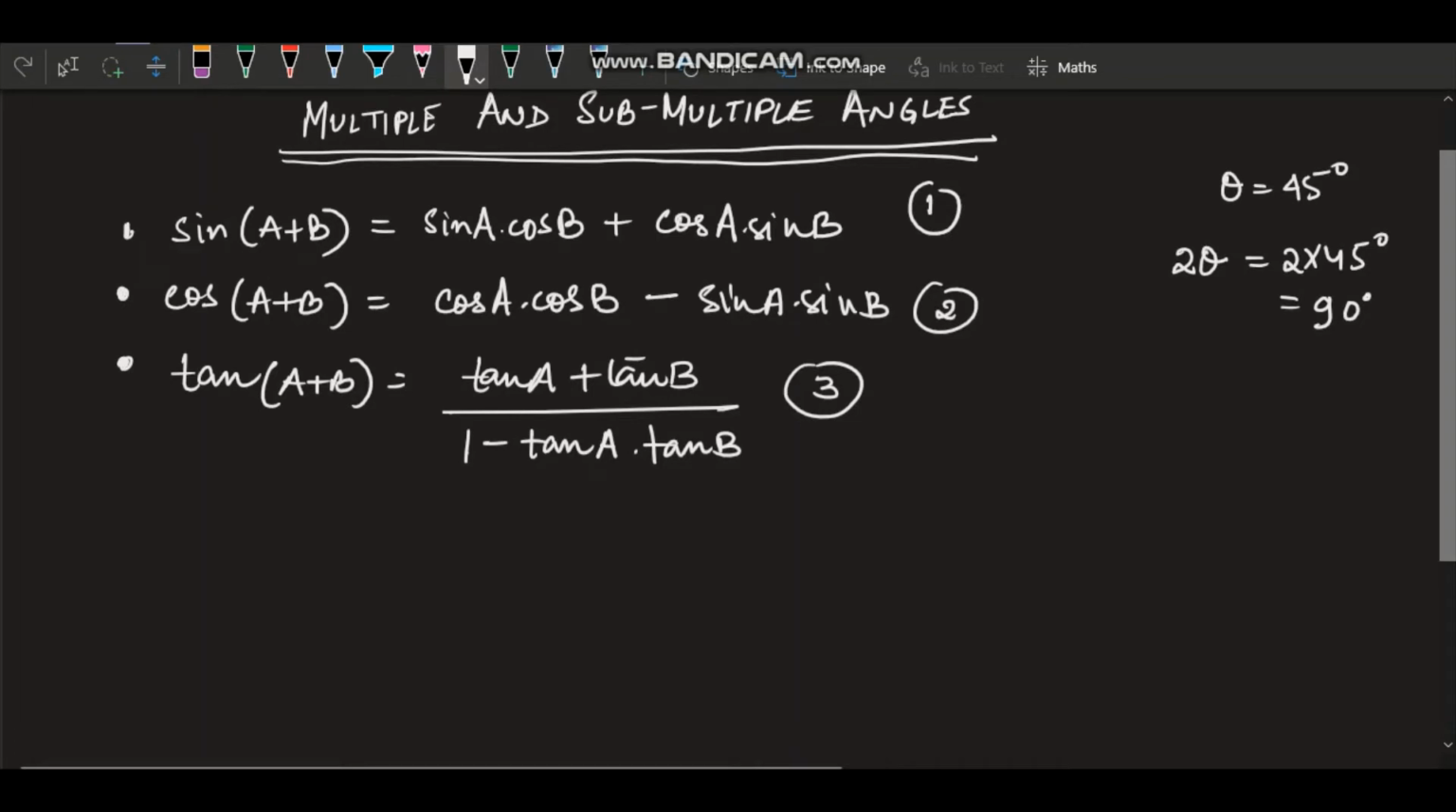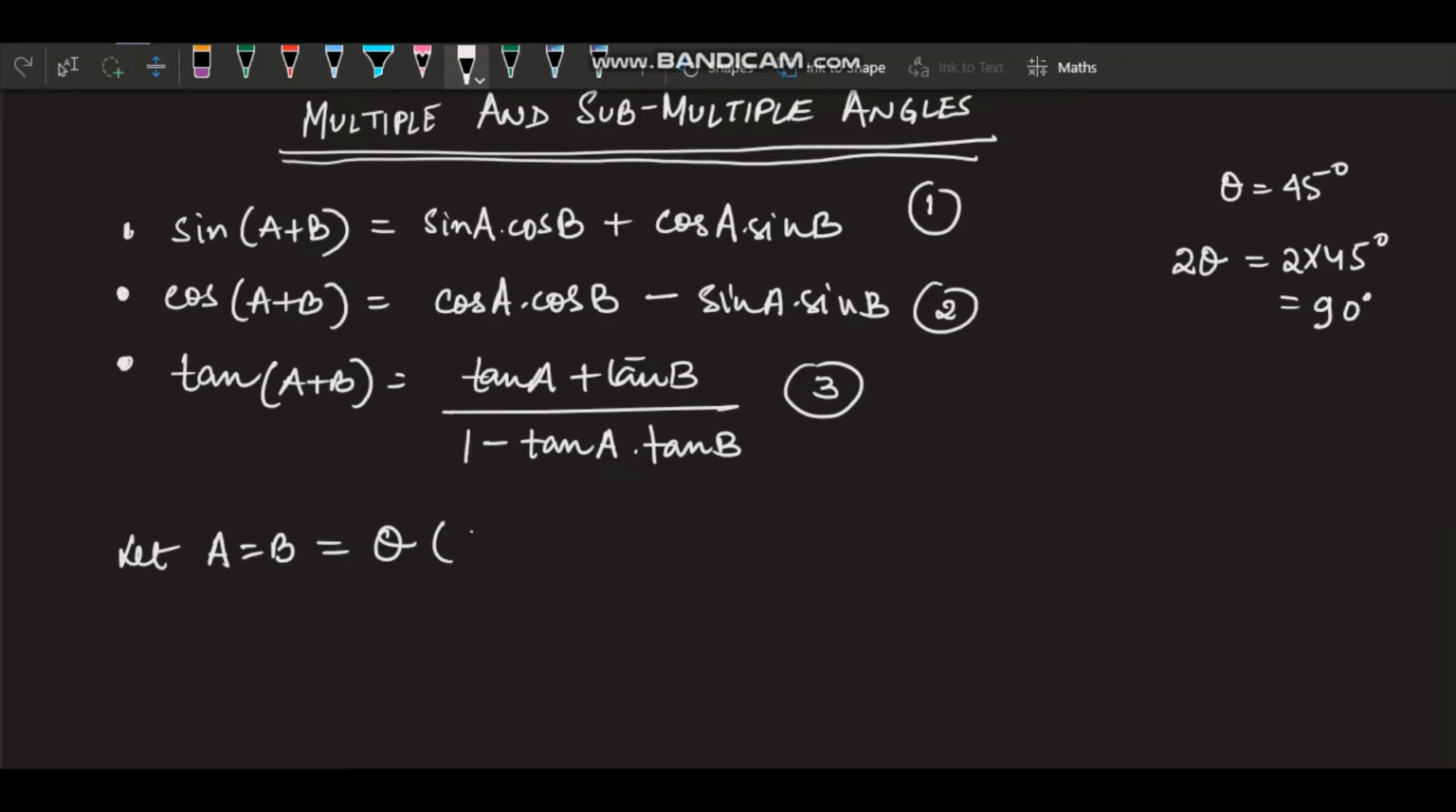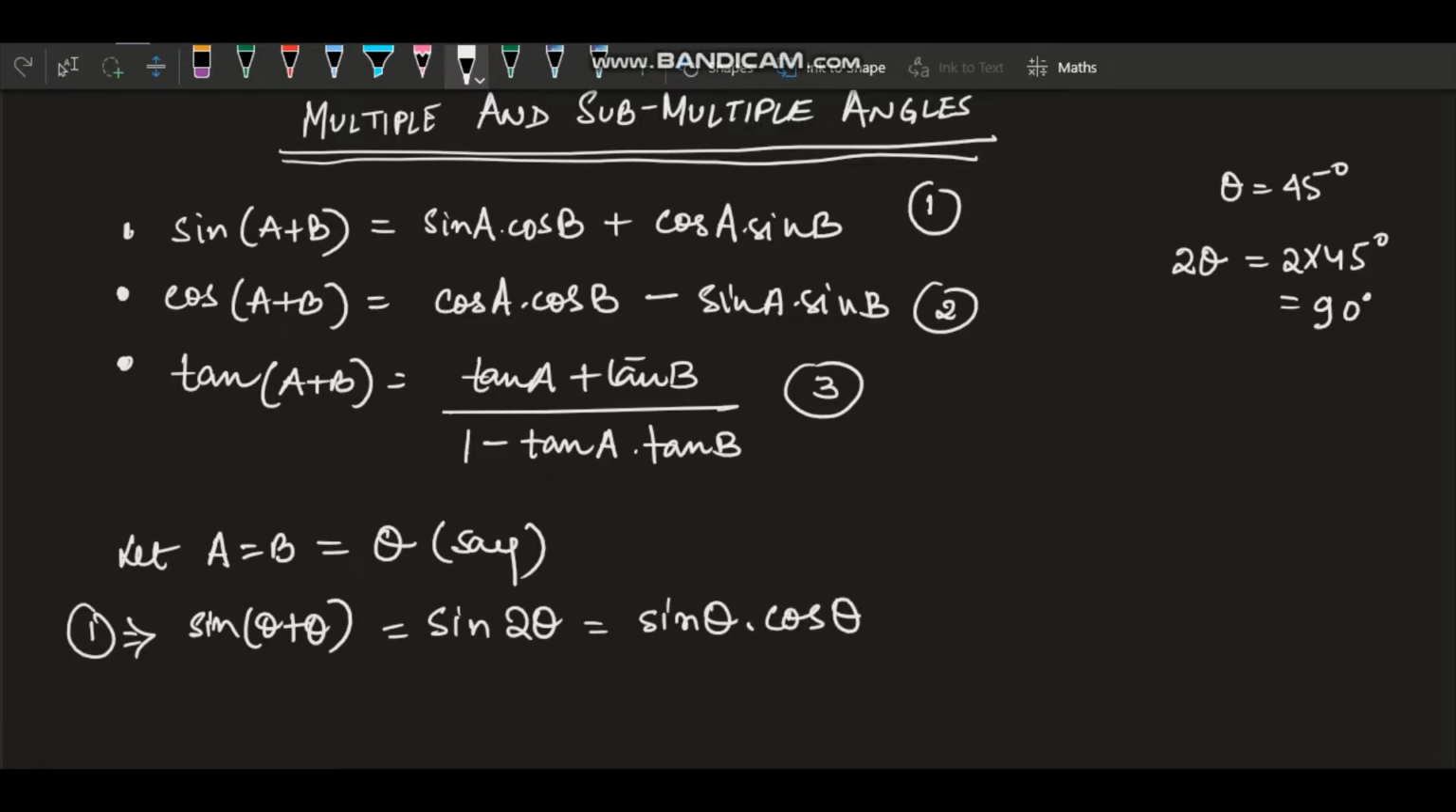Let us take A and B to be equal. So let A and B be equal and let this be equal to theta, say. If we replace A by theta and B by theta in the first one, what do we get? We get sine (theta plus theta). What is sine (theta plus theta)? This is definitely sine 2 theta, and in the RHS we can write sine theta, in place of A we are writing theta, and this is going to be cos theta, in place of B also we are writing theta, plus cos theta into sine theta.